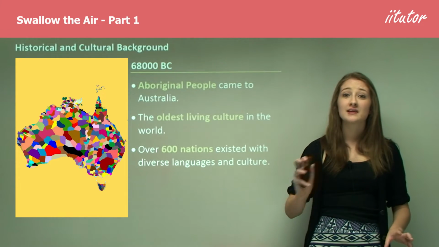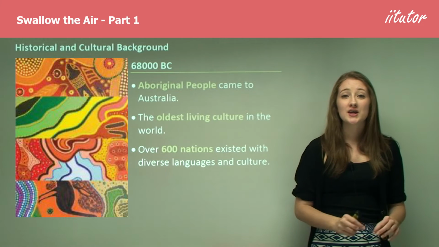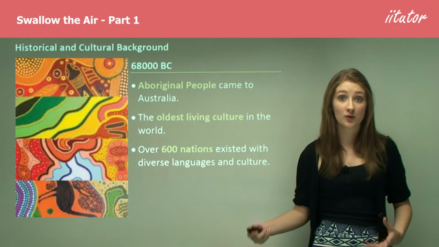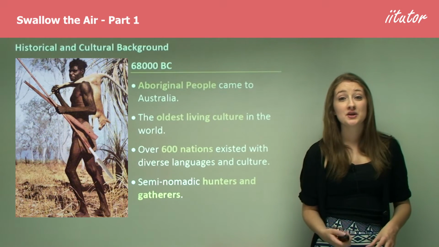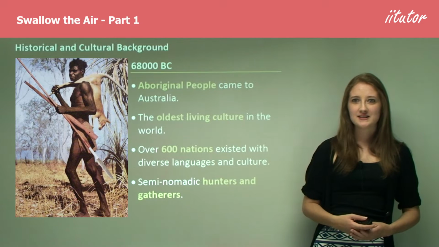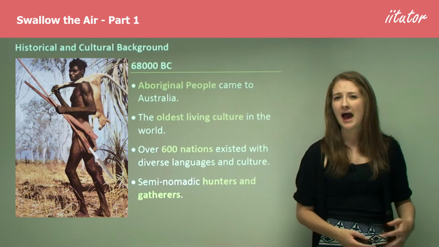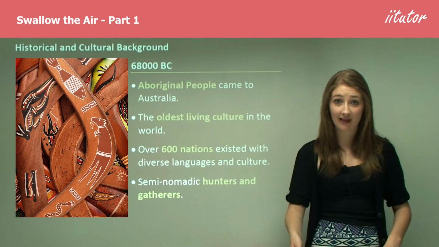So we're not just generalising and thinking about one country, say like Australia today, but we're looking at all the different tribes and nations which made up the big picture of what Australia stood for at that point in time. The Aboriginal people were semi-nomadic hunters and gatherers. They didn't have a set place where they lived. They didn't necessarily have houses or stables or fences or anything to mark out their land.